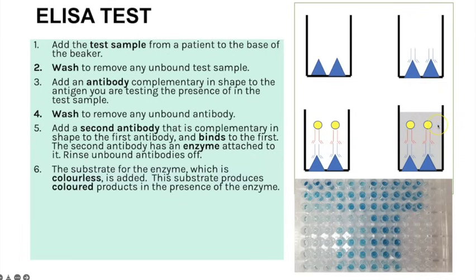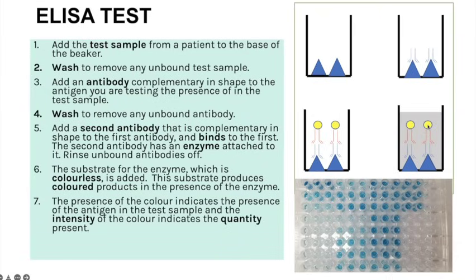And then the substrate for the enzyme, which is colourless, is added. And this substrate produces a coloured product when that enzyme is present. So the presence of colour indicates the presence of the antigen in the test sample, and the intensity of the colour indicates the quantity present.